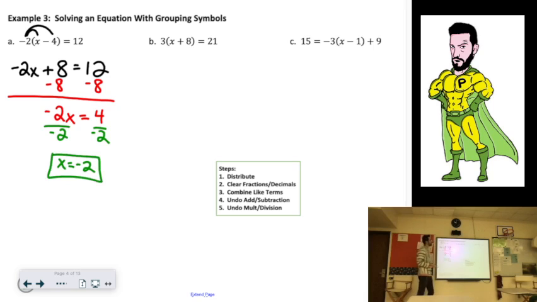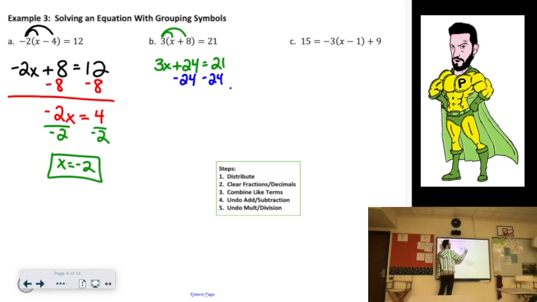We're going to do the same thing on B. We're going to distribute, multiply it in. 3 times x is 3x. 3 times 8 is 24. So 3x plus 24 is 21. Plus 24, let's get rid of that by subtracting 24. 3x equals 21 minus 24 is -3. 3x means 3 times x. We use the inverse operation, division. And negative 3 divided by positive 3 will give us negative 1.